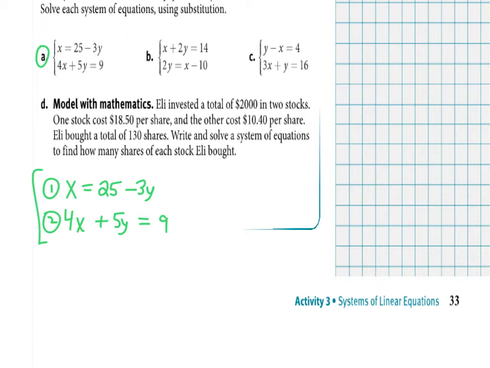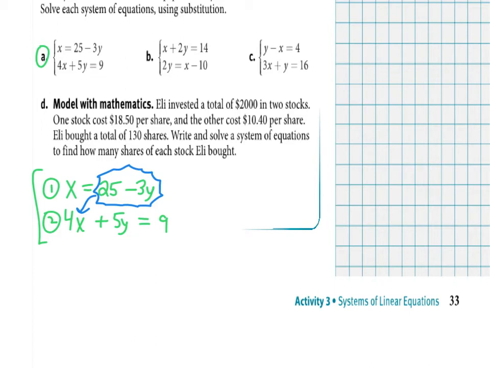This one is set up perfectly for one of the methods called substitution. We're going to learn two methods to do these algebraically, substitution and then elimination. And those go along with the graphing method that we saw previously. But with substitution, if you look at equation 1, it is already solved. It's telling you what x equals. You don't have to do any work. So what we're going to do is take that expression, 25 minus 3y, and, the name of the method is substitution, we are going to substitute in 25 minus 3y for x there.